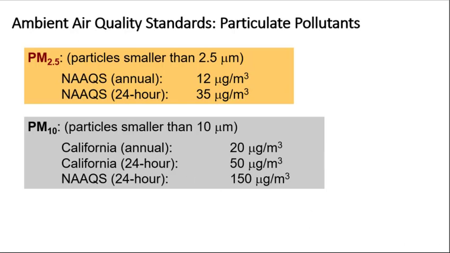Micrograms per meter cubed is a way of expressing mass concentration, similar to parts per million or parts per billion. In the case of PM2.5 and PM10, it refers to the mass of total particulate in the air per cubic meter, less than 2.5 and 10 micrometers respectively.